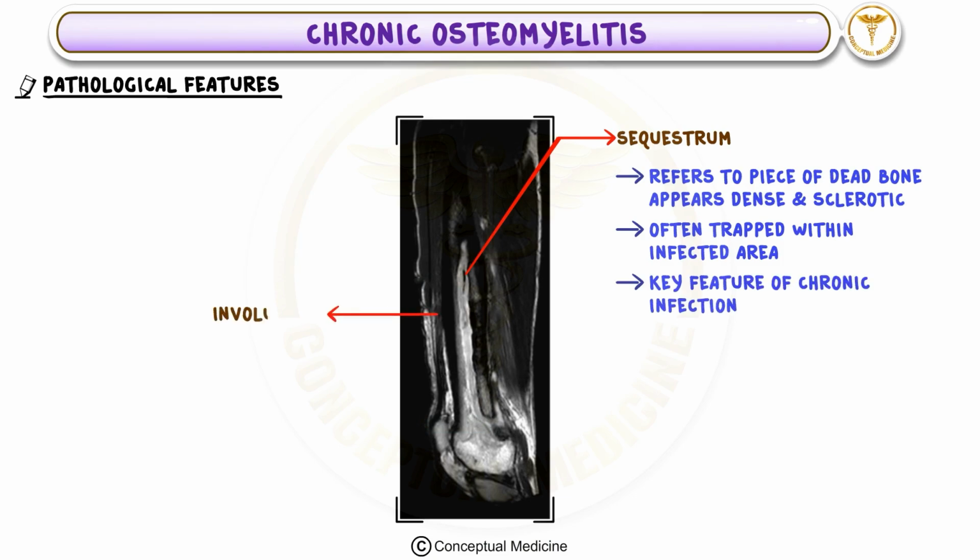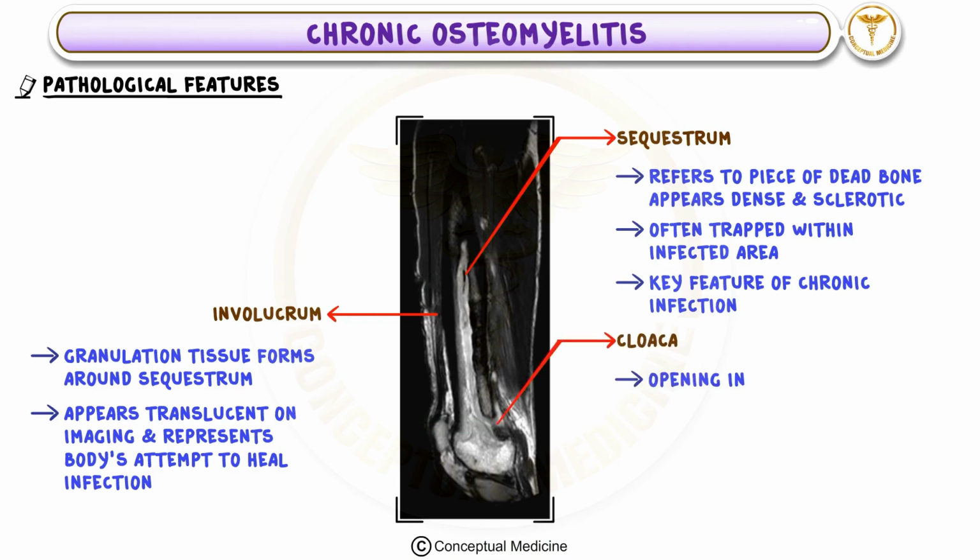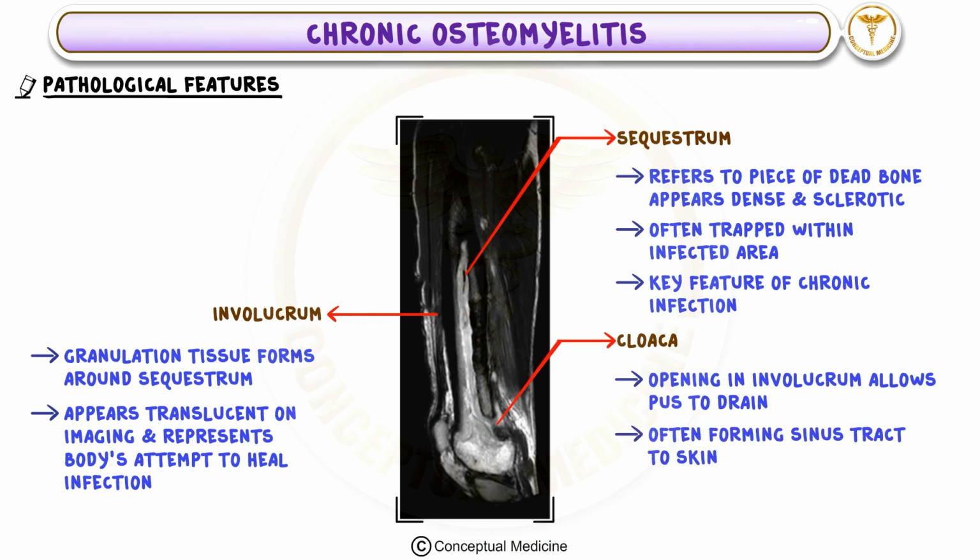2. Involucrum. This is the granulation tissue that forms around the sequestrum. It appears translucent on imaging and represents the body's attempt to heal the infection. 3. Cloaca. A cloaca is an opening in the involucrum that allows pus to drain, often forming a sinus tract to the skin. This is a critical feature for identifying chronic osteomyelitis.